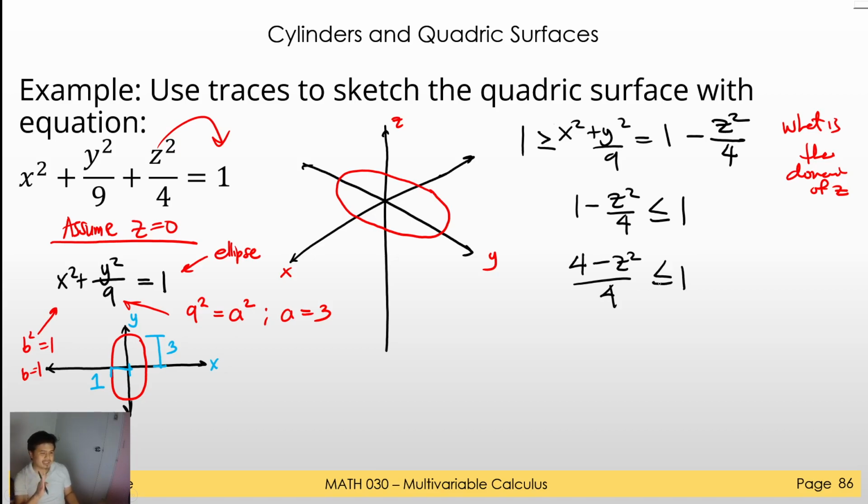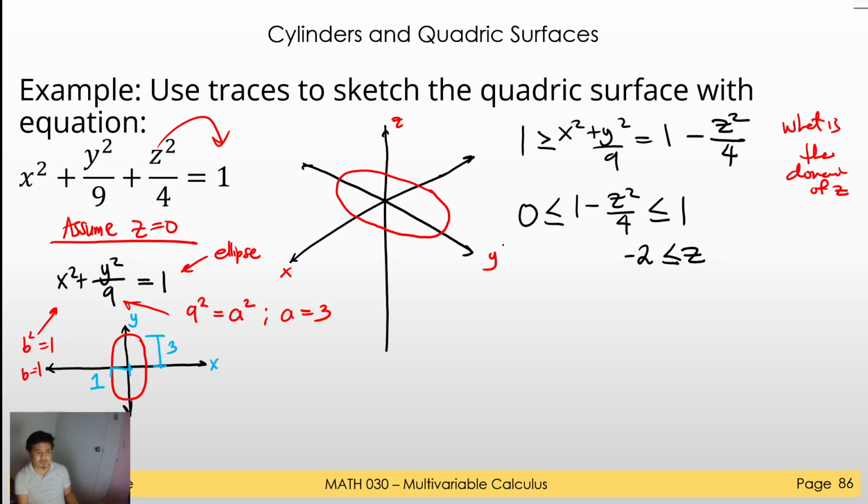I won't solve this anymore, but by inspection only, as you can see here, what is the maximum value of z? What is the minimum value of z here? The minimum value of z here on the number line is negative 2. So z should be greater than or equal to negative 2. Okay.